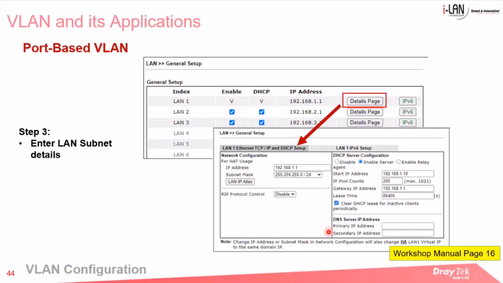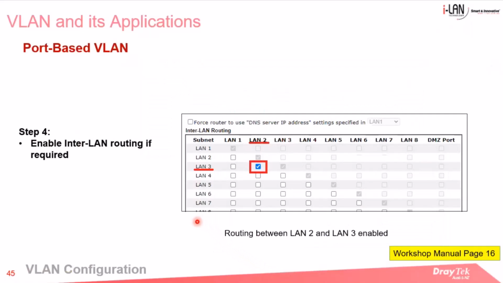Okay, so the next step is to enter the LAN details, the LAN subnet details for each of these individual LANs, including the DHCP server details. Here is where you can allow communications between the two VLANs. In this example, we would like to enable communications between the LAN 2 and LAN 3 subnets, so we can simply tick the box in the intersection.